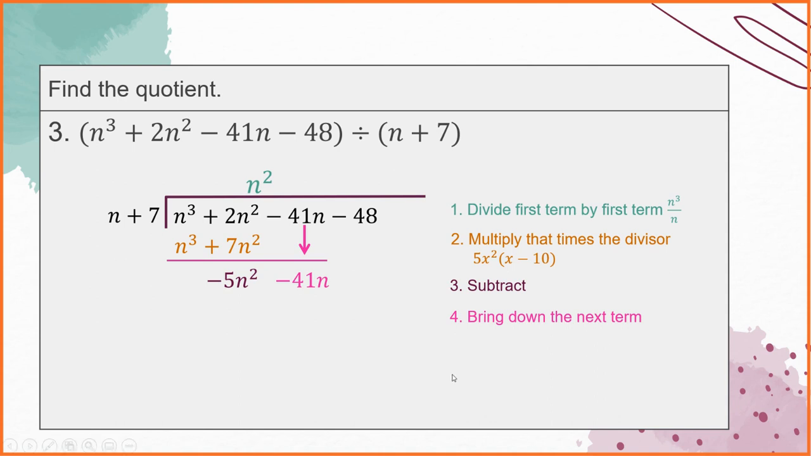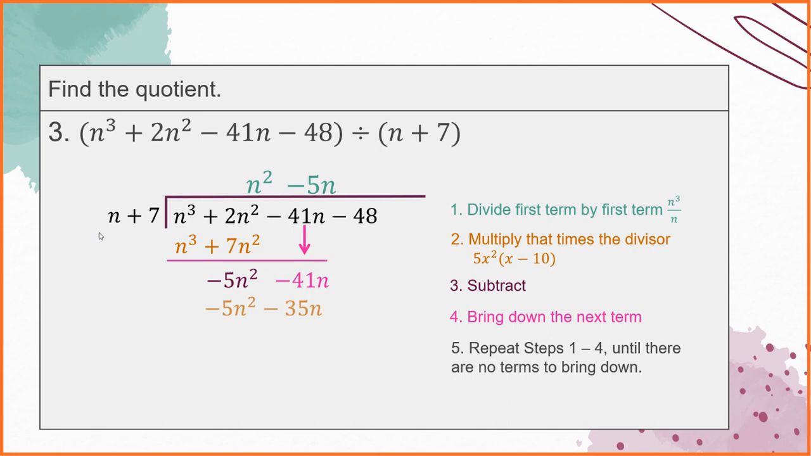Now divide. So we're going to take negative 5n squared divided by n. That would be negative 5n. Then I'm going to multiply negative 5n times the divisor. That would give us negative 5n squared minus 35n. And then we will subtract negative 41 minus negative 35. I'm thinking of that as negative 41 plus 35, which would give us negative 6n. Bring down our last term.